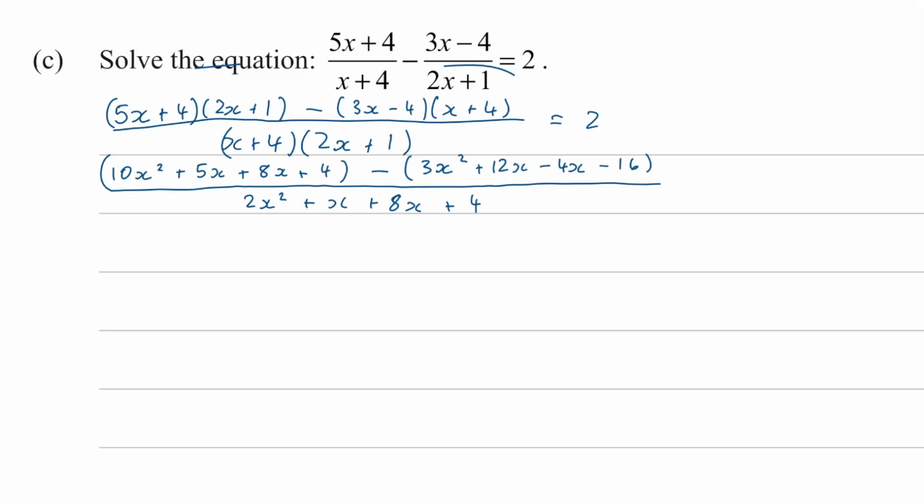Alright, now the fun bit of grouping the like terms, and it'll start to simplify a lot more. So looking at the numerator, 10x squared minus 3x squared, 7x squared. 5x plus 8x is 13x minus 12x, right? Minus 12x is 1x, but then plus 4x would give us 5x. Just being really careful about that negative in front of the bracket of the 3x squared there. So maybe take this a bit slower.